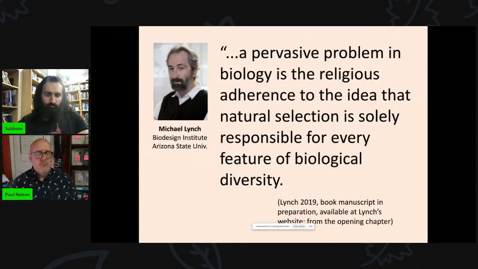In fact, he's even more blunt, and you can see this for yourself if you go to his website and download the chapters of a book he's working on. He calls it religious adherence, which is pretty harsh criticism from an evolutionary biologist. Religious adherence to the view that selection is solely responsible for diversity, he says this is a pervasive problem.